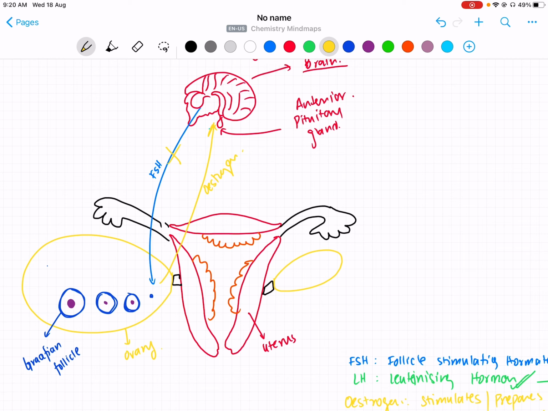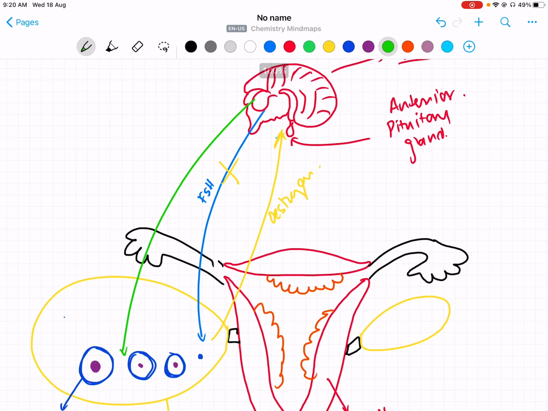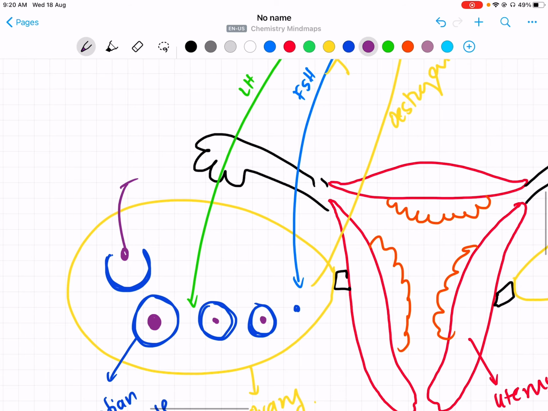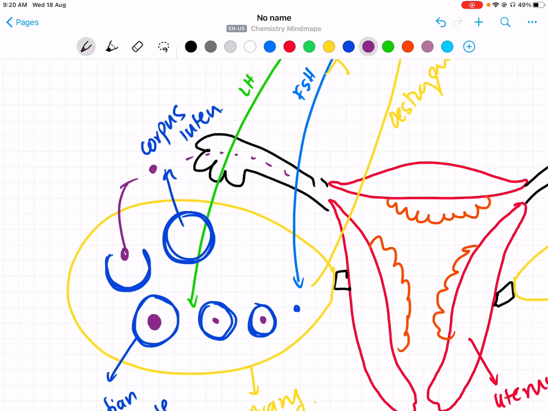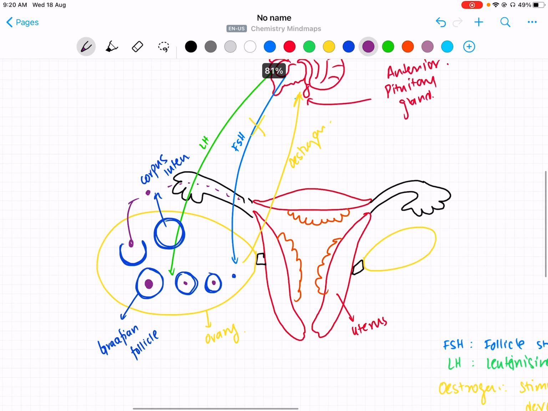Now, once estrogen is released, we have an egg here in this Graafian follicle, and we need this egg to come out. What causes the egg to come out? It's luteinizing hormone. So now the brain releases luteinizing hormone, which causes this to open up and release the egg. And you form something called the corpus luteum. Now this egg might get fertilized, it might not, most likely not, and it will usually just leave in the period.